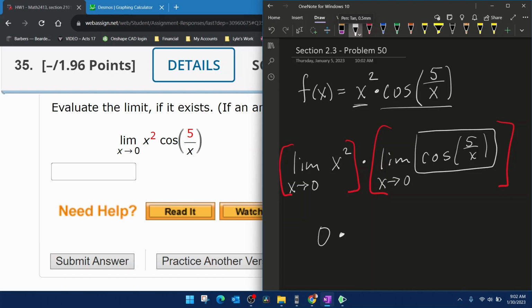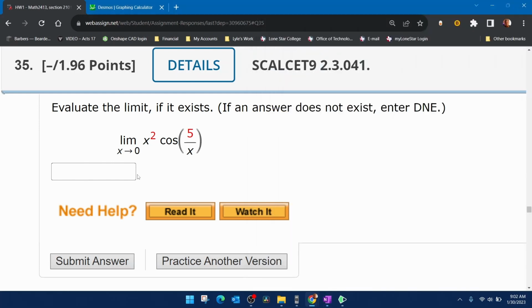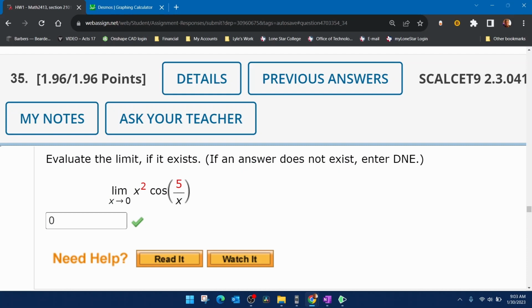Remember that this is multiplied by this other limit. So it doesn't really matter what it is. Anything times 0 is 0. And so that's another way that we can see that this limit should be 0. So now all we need to do is go back to our WebAssign, input the 0, and submit to see how we did. And it looks like I didn't teach you the wrong stuff.